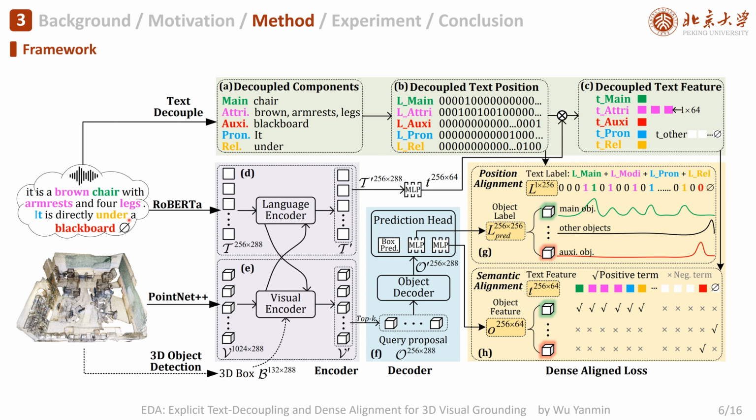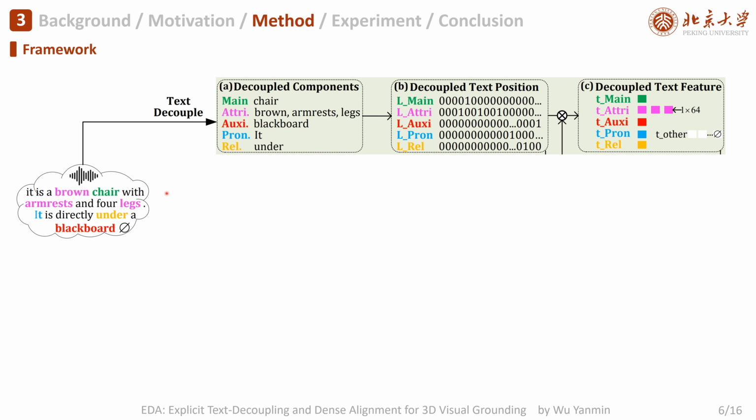This is our framework, which can be divided into 3 modules. The first module is text decoupling. We decouple a text description into 5 semantic components. In this example, the main object is chair, with attributes such as brown, armrests, and legs. The blackboard is the auxiliary object, and their relationship is under. Then, based on the position of the text, we obtain binary position labels for each component. Finally, we extract decoupled text features based on these labels.